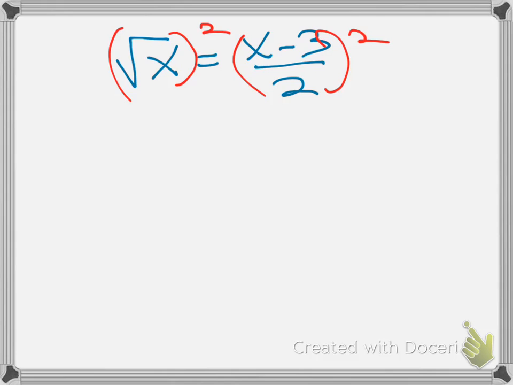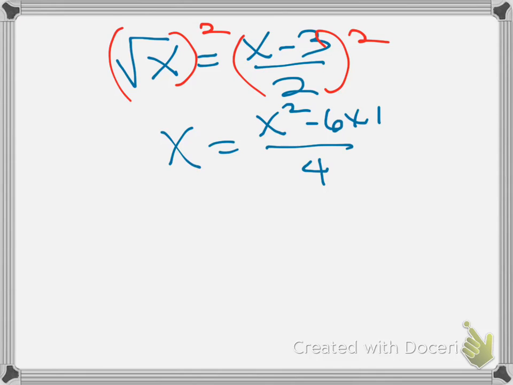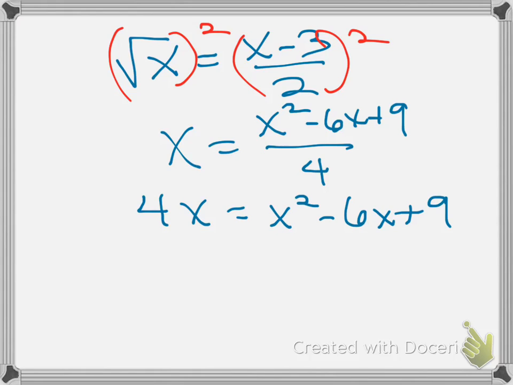When I square the left side, of course the square root of x squared is just x. Then on the right side of our equation, we will have x squared minus 6x plus 9 over 4. If I multiply both sides by 4, we get 4x equals x squared minus 6x plus 9. And guess what? We've got yet another quadratic to work with.